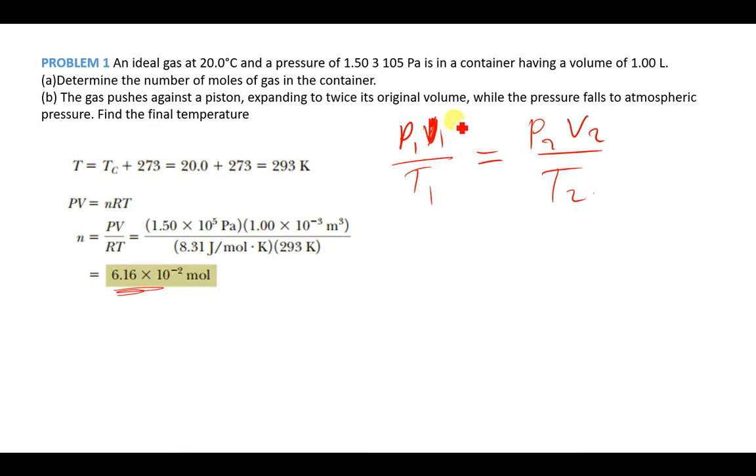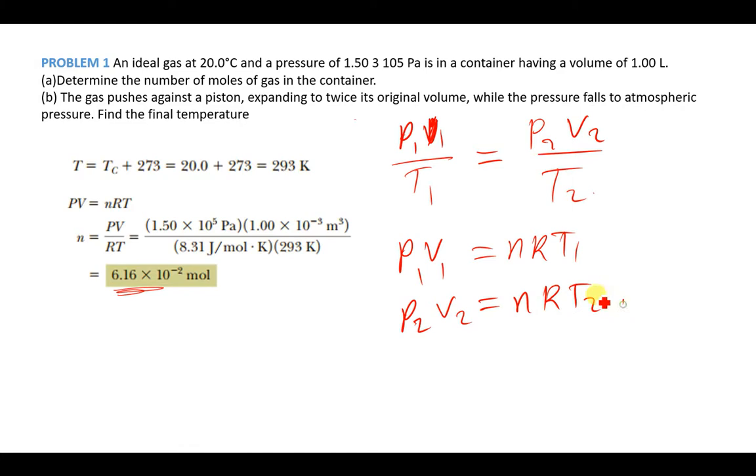So if you want, you can use this one. But you can also go by the ideal gas law, where you say P1V1 is equal to nRT1. You also say P2V2 is equal to nRT2. So when you divide this over that, you discover that n and R will cancel. You just remain with P1V1 over P2V2 is equal to T1 over T2.